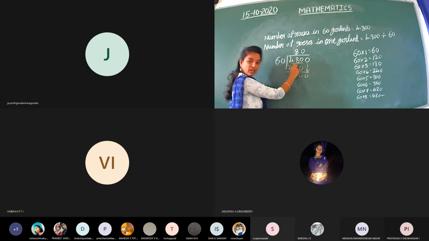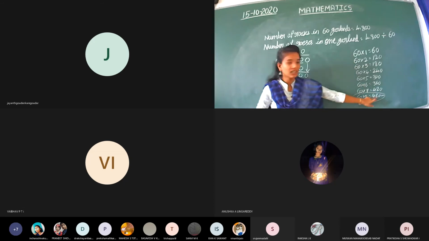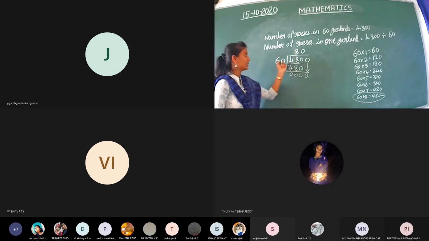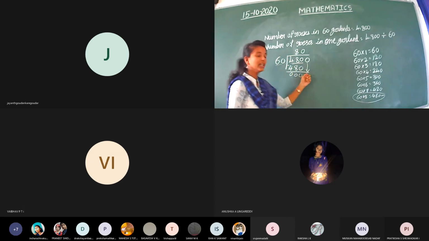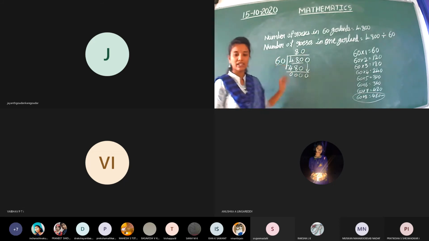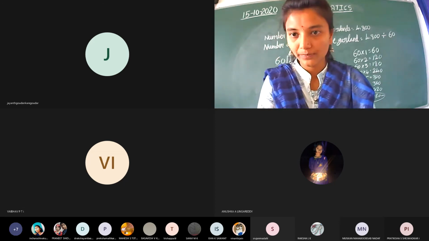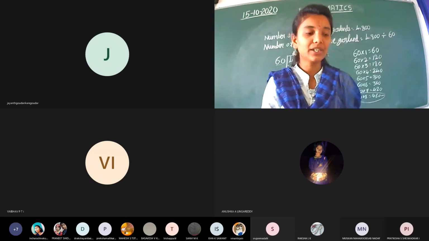It will become 480. Then in the 60 tables, 480 is there. Yes, it is there. 60 times 8 is 480. Then subtraction. Then finally the ones place contains the 0, no? Then the 0 will go to the quotient. It will become 80. Then each garland contains 80 roses. Okay. The next one.